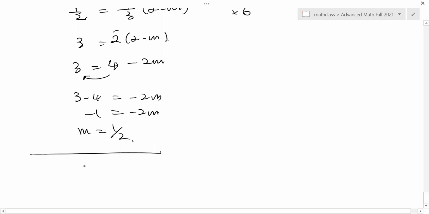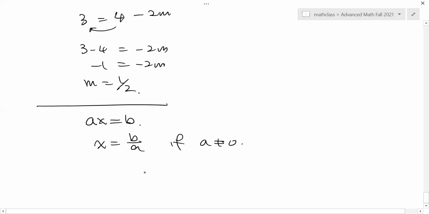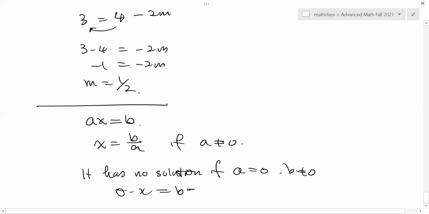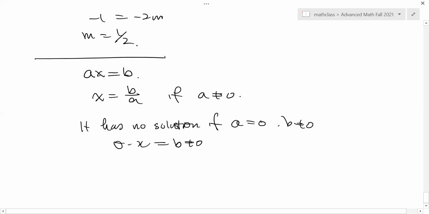All right. Now, if you have an equation like ax equals b, when does this equation have a solution, and when does it have no solution? It has a solution only if a is not 0. So this equation has no solution if a is 0 and b is not 0. Only when a is not equal to 0, it has a solution. Otherwise, it has no solution if a is 0 but b is not equal to 0. In other words, 0 times x equals b, which is not equal to 0. It's impossible because 0 times everything is 0. Okay, no solution. That's obvious, right?